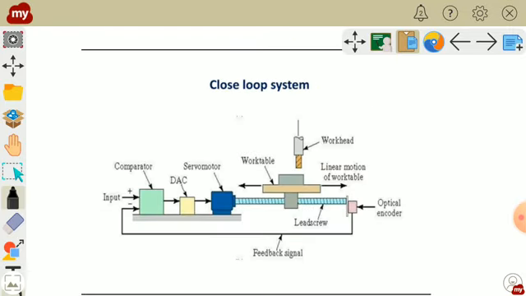Okay, so this is the arrangement of a closed loop system. Here is a similar arrangement to that of the open loop system, but in this the feedback signal is sent to the input by an optical encoder. The rotary motion of the lead screw is sensed by the optical encoder and sent to the comparator, and the comparator compares the value of input with the output. Then the signal is given to the DAC, and next it is given to the servo motor or to the stepper motor. Okay, this is the closed loop system.